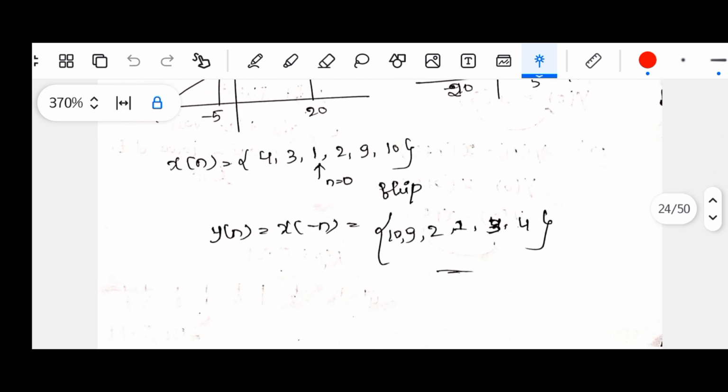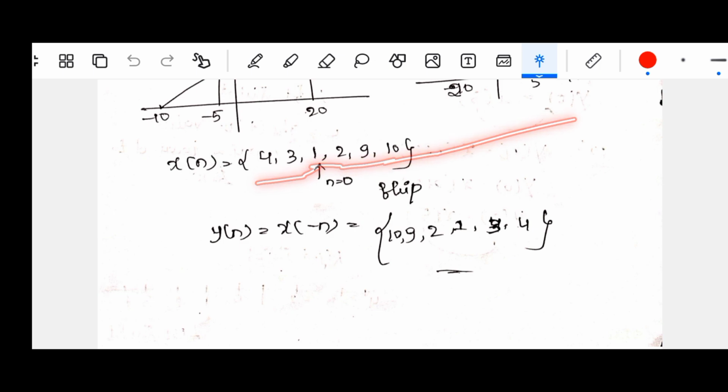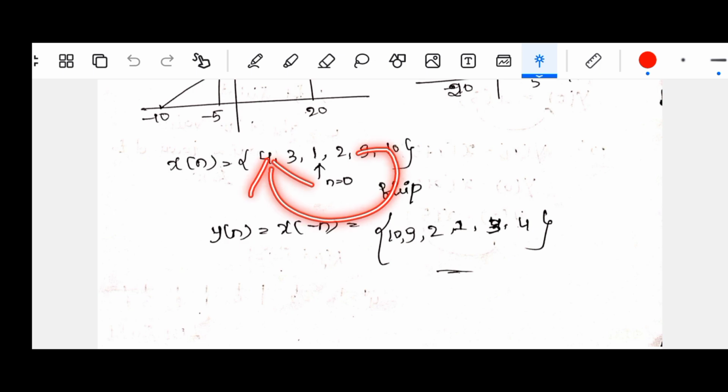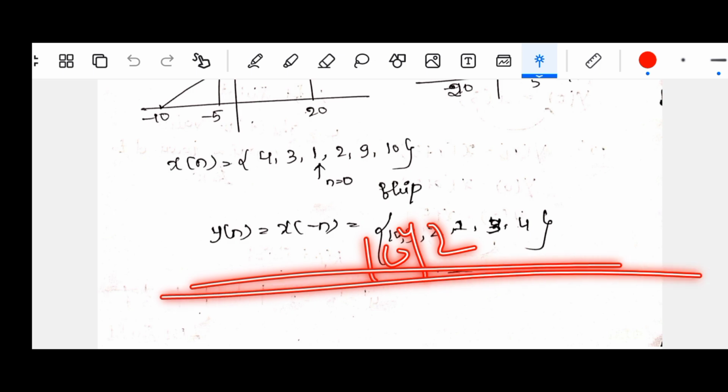What happens in this case? x of n is equal to 4, 3, 1, 2, 9, 10. Here let's take n is equal to 0 at 1. We have to flip this. So what will we get? Okay, put that one here. Flip this value to this side, meaning 3, 4. Now flip this entire set of values to this side. Then 2, 9, 10. Like this.